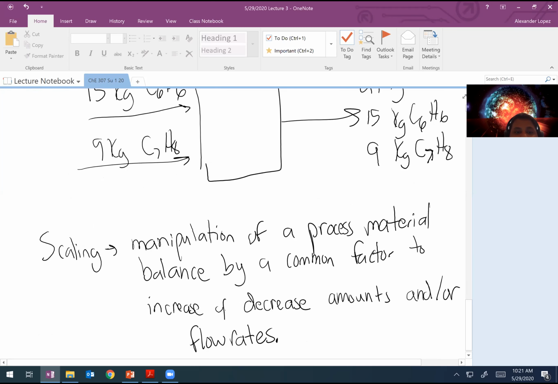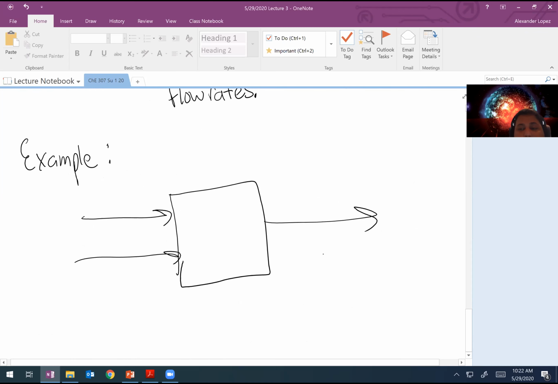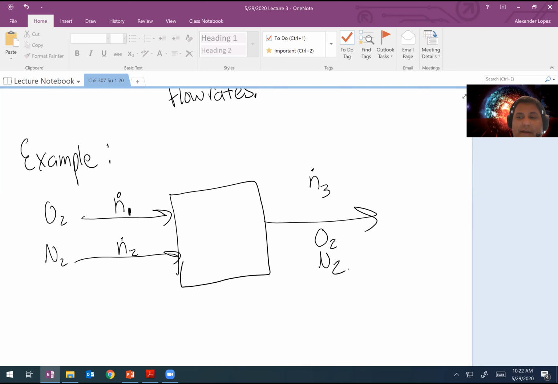Now let's look at a different process, or I could say, let's look at a similar process. Let's say I have two components mixing like before, and I have a certain flow rate here, N1, a certain flow rate here, N2, and then another flow rate here, N3. I'm going to have, say, oxygen in this stream, nitrogen in this stream, and then a mixture of oxygen and nitrogen. So I have a whole bunch of unknowns. Right now I have 3 unknown flow rates and 2 components. So the question is, how can I fully specify this problem in such a way that I can solve this material balance?